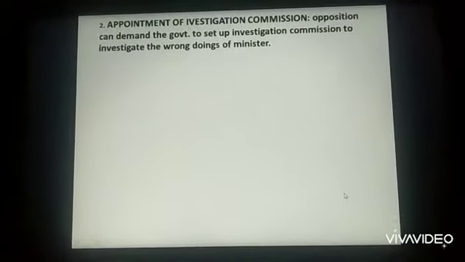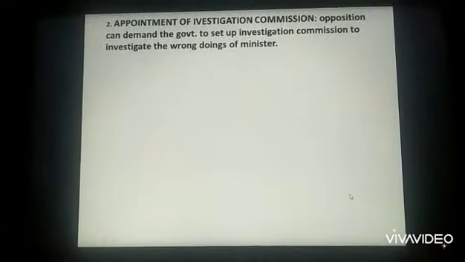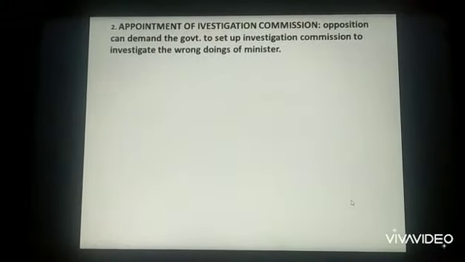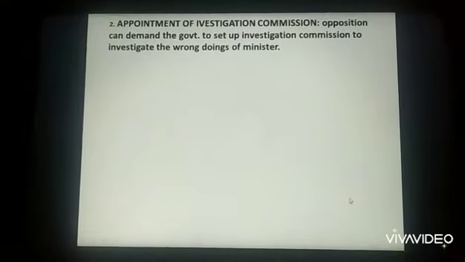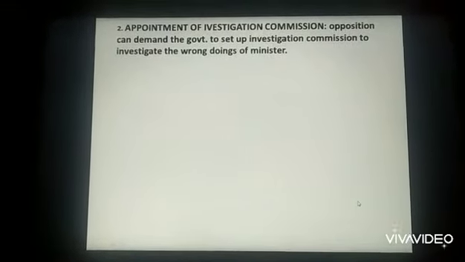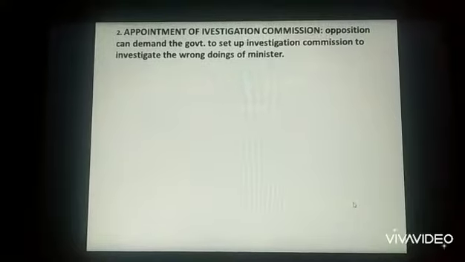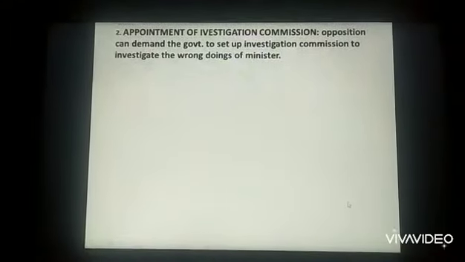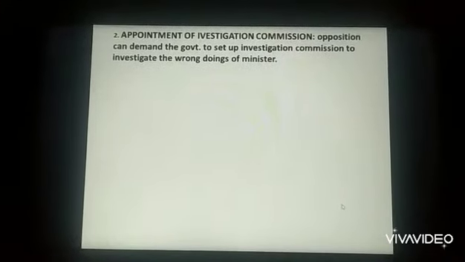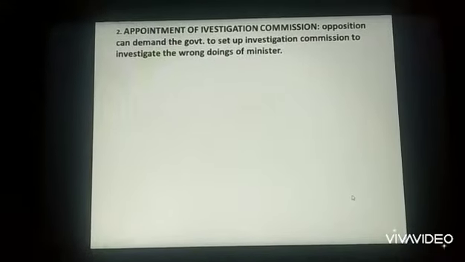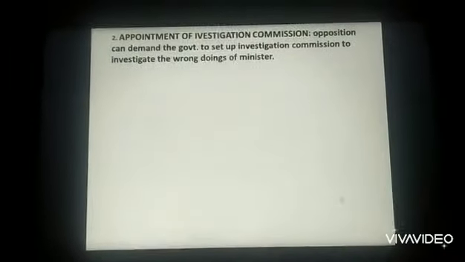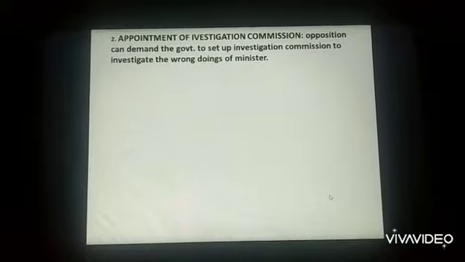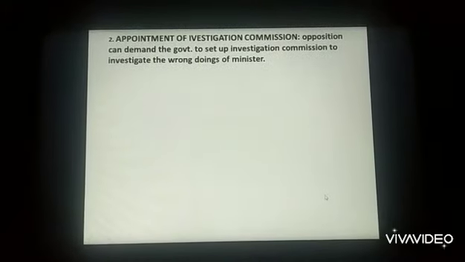Now the second one is the appointment of an investigation committee. The opposition can demand the government to set up an investigation committee to investigate the wrongdoing of any minister. This committee may be of 1 person, 2 persons or 3 persons, but anyway, with the opposition being part of the commission, it can prove really effective for checking the misconduct of any kind of ministers. So that is the second point.